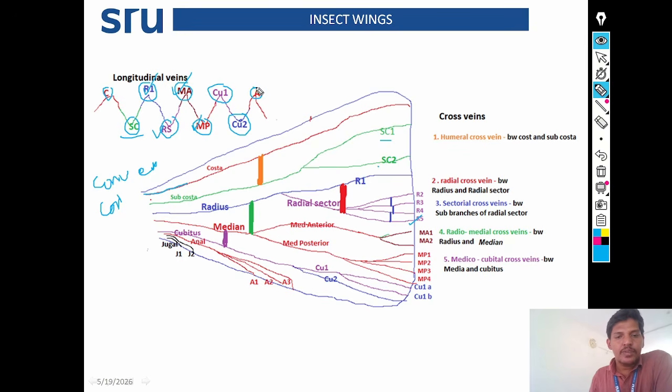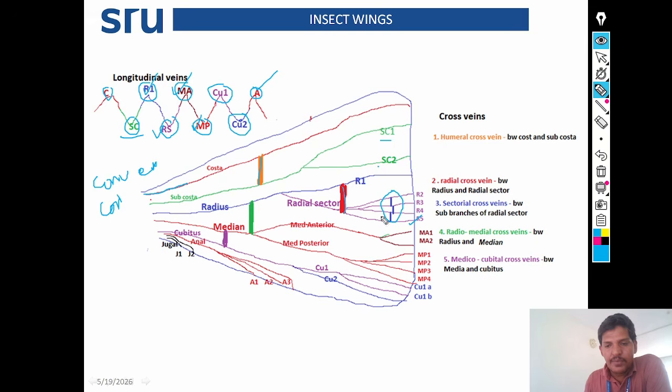Next convex vein, that is the anal vein. It is again divided into A1, A2 and A3. Next, jugal veins are also there. Cross vein, that is humeral cross vein, is there between costa and subcosta. A radial cross vein is there between radius and radial sector. Sectorial cross vein is there between sub-branches of radial sector.